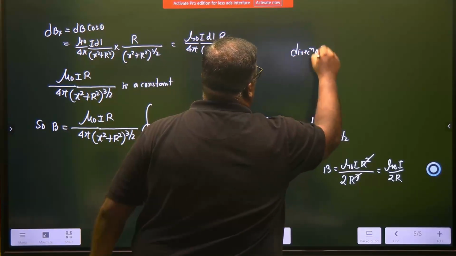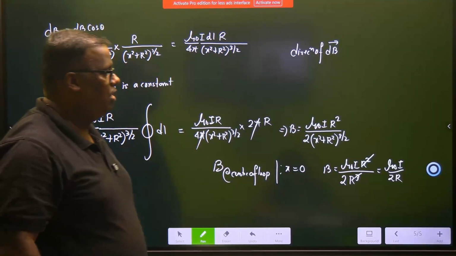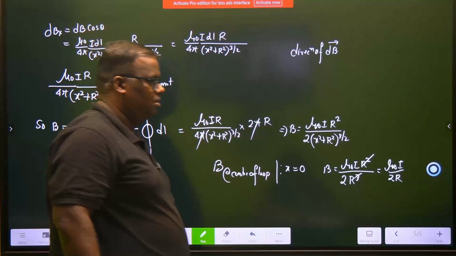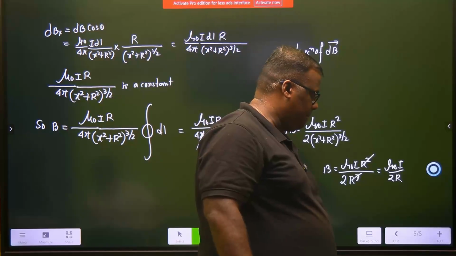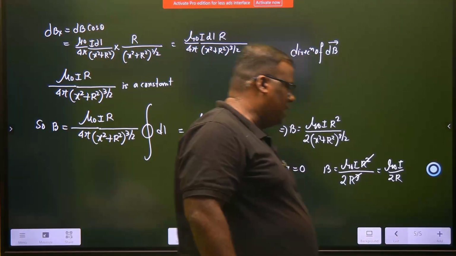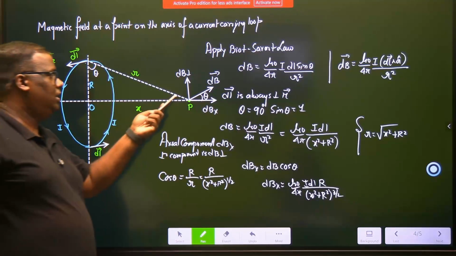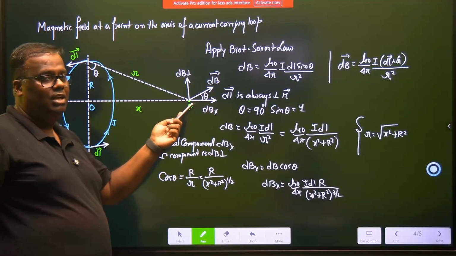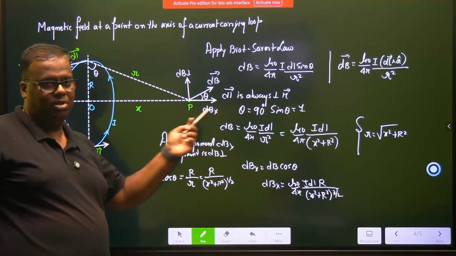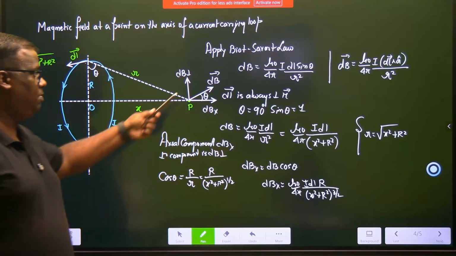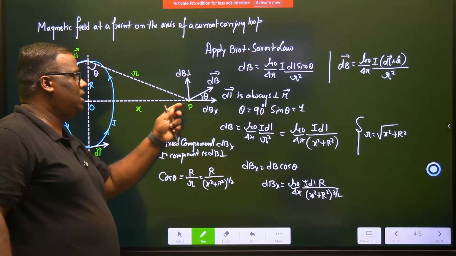But hang on, we still need to find out the direction of dB for that current element. So we'll go back here and see how to find the direction of dB. This is interesting. You found dB here, but finally, which was the component? dB cos theta was the component, right? That is dBx. dB was our magnetic field. We split it into its vectors, then the perpendiculars are eliminated, and what remains is dBx.